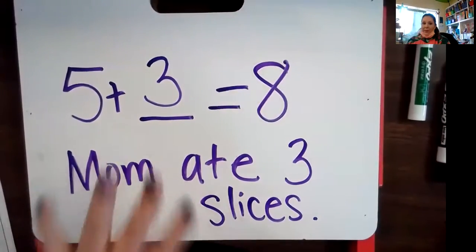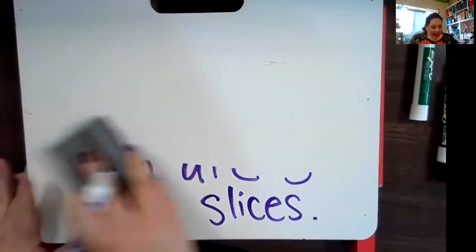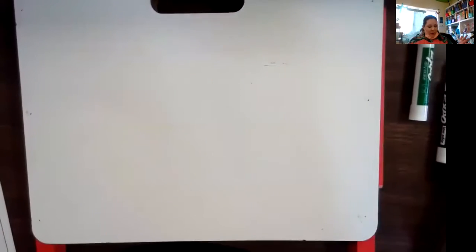Okay, so that's an example of solving an equation with missing add-ins. What that means is we know the whole and one part, but we don't know the other part. Does that make sense?